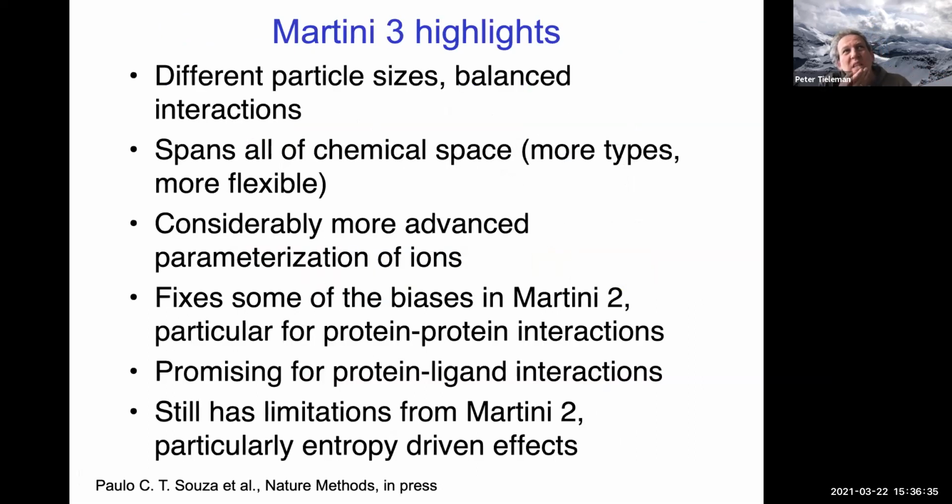Okay, so now I'm moving to a couple of slides on Martini 3. Some of the highlights: Martini 3 has different particle sizes and more balanced interactions. So I showed the Martini 2 mapping of 4 to 1, 4 carbons or 4 non-hydrogen atoms to a single bead. That was standard, but that turned out not to work for some things like benzene rings. There's no way to map those 4 to 1. So we had smaller types for benzene.